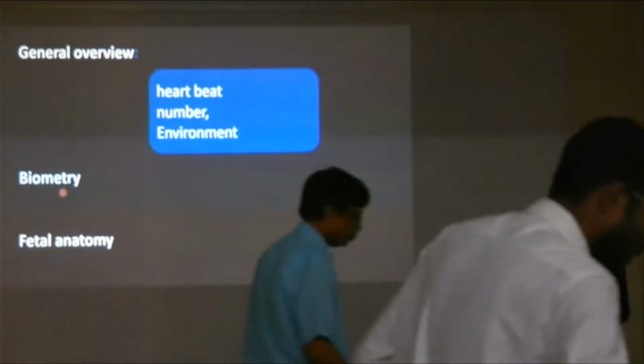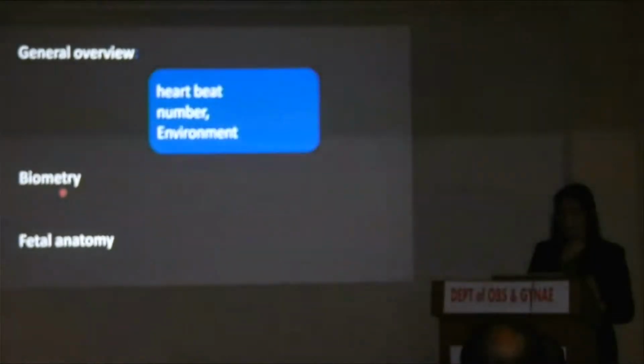So, when we start doing an aneuploidy screen, we should first start with a general overview. We look at the fetal heartbeat, we look at the number, the environment. Then we have to do the dating by doing a proper biometry, by looking at the CRL. And then after that, we have to look at the fetal anatomy.